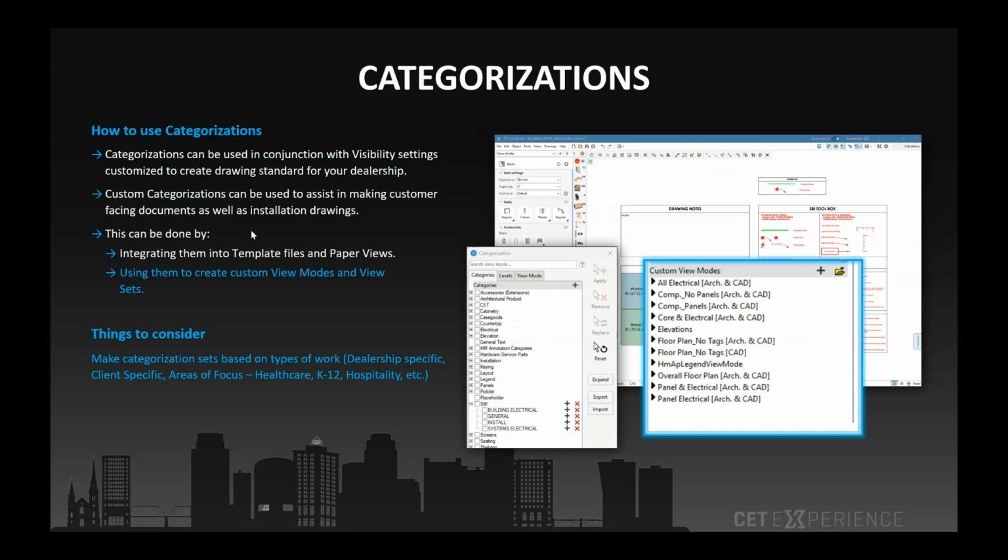But other items you can consider adding custom categorizations for would be client-specific items or areas of focus. I'll use the example of healthcare. If there are healthcare-specific symbols or items that you are using on repeat, you can incorporate them as a custom categorization so that they work within your visibility settings. Just some things to keep in mind.